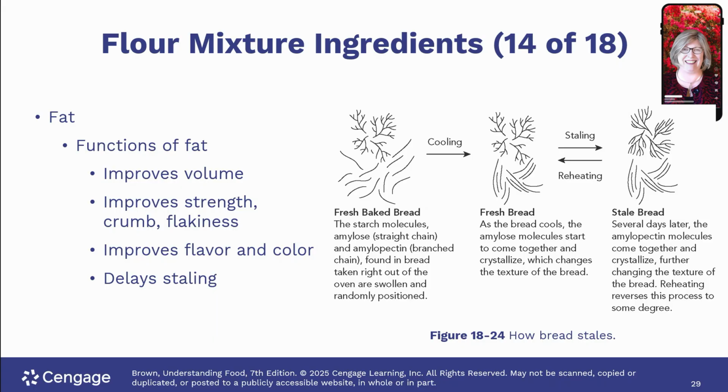Several days later, the amylopectin molecules come together and crystallize. It takes them longer because of the branch chain. This further changes the texture of the bread. If you reheat stale bread, it will reverse the process to some degree, but it won't do it forever. So you can get away with it a couple times and then it's really too far gone.